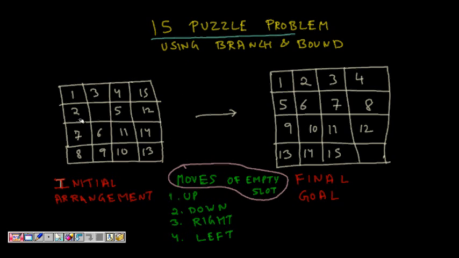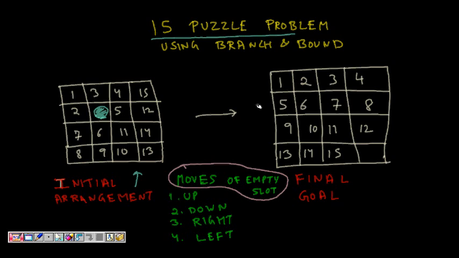You are given a 4x4 board, a kind of board where you have numbers. So this is my initial state, where I have 1 3 4 15. There are 15 numbers from 1 to 15 and there is one empty cell here. So this is an empty cell.